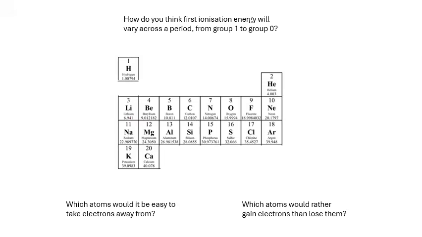Now, first ionization energy, how do you think it will vary in the periodic table? How will it vary going from group 1 to group 0, so from lithium to neon? Later on, we're going to talk about how it will vary for different periods as well. But first of all, which atoms do you think it's going to be easier to take electrons away from? And which atoms would be very, very hard to take electrons away from?